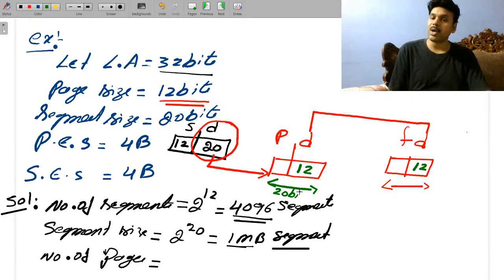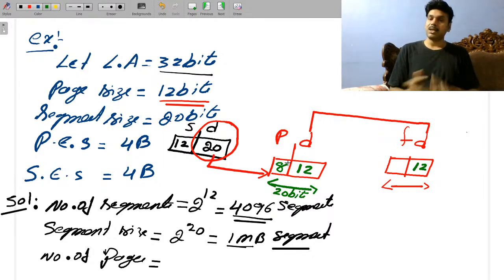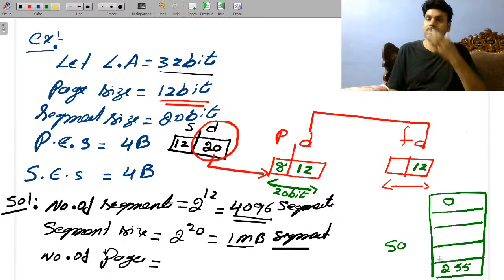Therefore, what is going to happen? These 8 bits are nothing but your single segment divided into 2 power 8 portions. So your memory is going to consist of, for your single segment 0, 256 pages. I am looking at the 0th page to the 255th page, because 2 power 8 is nothing but 256 only. Therefore, this is only for segment 0.